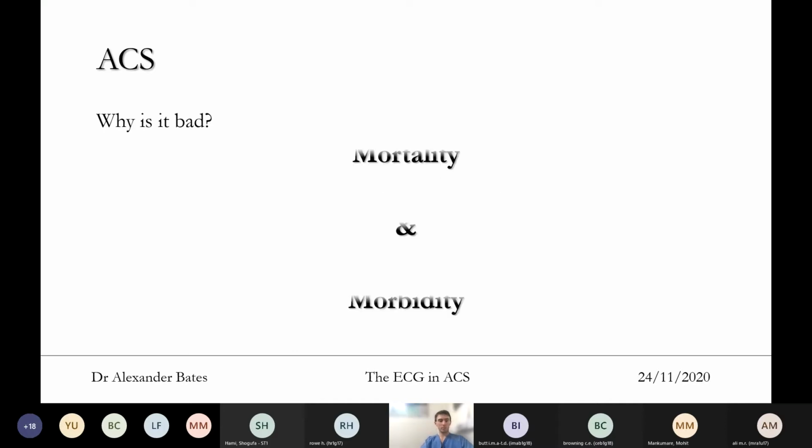Why is ACS bad? People die from ACS. ACS, or heart disease, is still the number one leading cause of death in this country. Morbidity: heart attacks cause a large amount of morbidity, not only from things like heart failure, but also from arrhythmias. Patients with ACS are more likely to have other complications such as stroke, and also other conditions you wouldn't normally associate, like depression, which manifests more in patients who have had ACS.